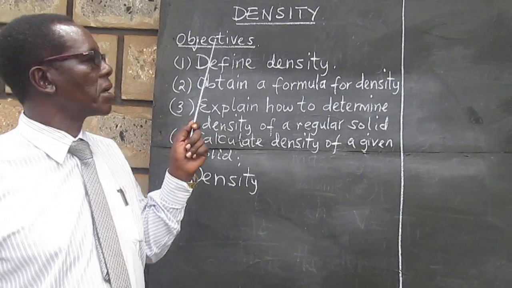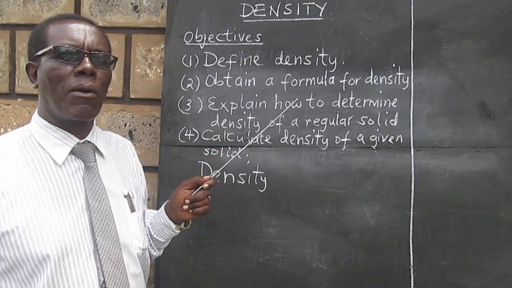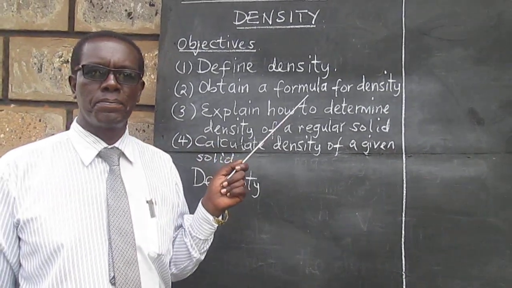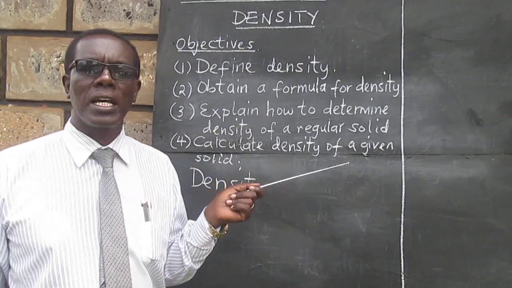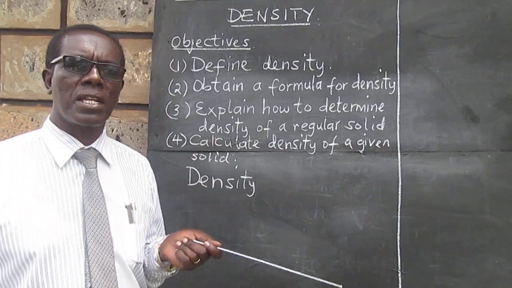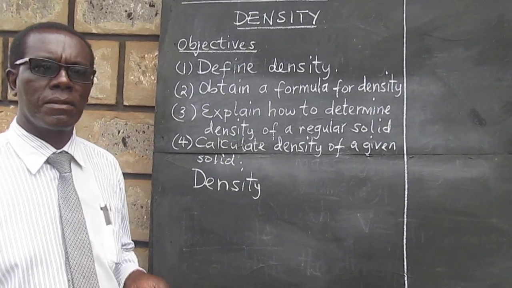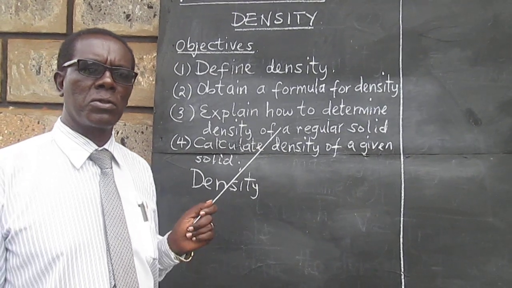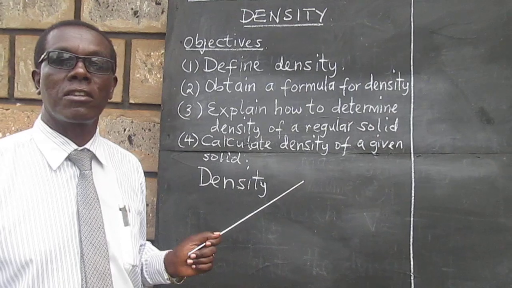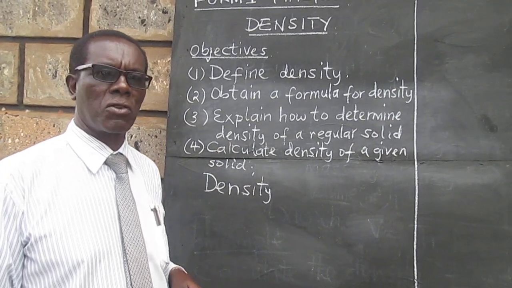In our lesson today, we are going to learn about density. Our objectives for the lesson are: define density, obtain a formula for density, explain how to determine the density of a regular solid, and finally, use the formula for density to calculate the density of a given solid. Now, on to our first objective.